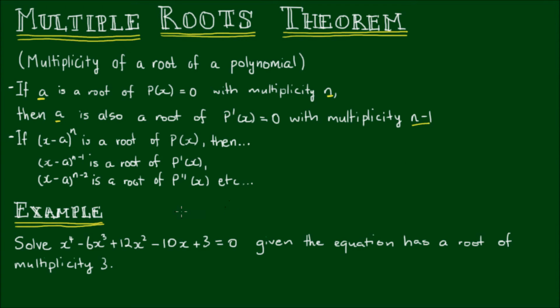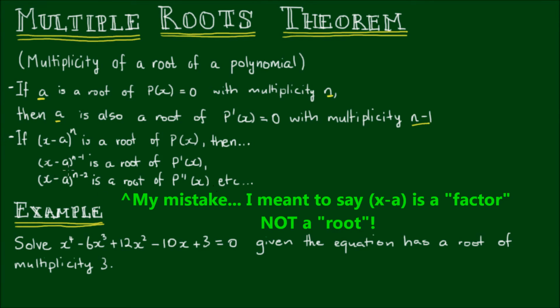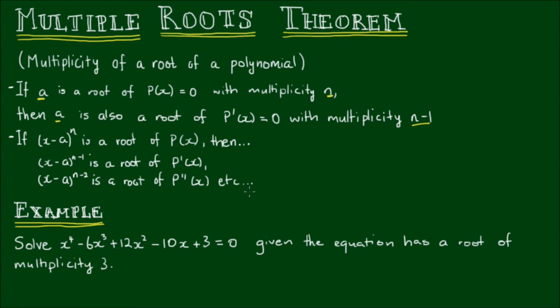So then it follows that if x minus a to the power of n is a factor of p of x, then x minus a to the power of n minus 1 is a factor of the first derivative of p of x, or p prime x, and x minus a to the power of n minus 2 is a factor of p double prime x, and so on and so forth. Alright, so let's try and make sense of this theorem by doing an example.